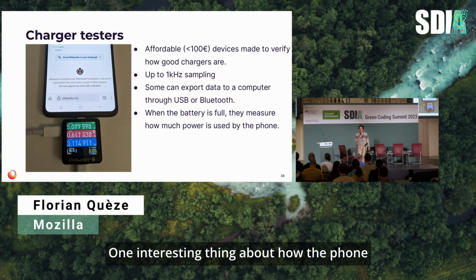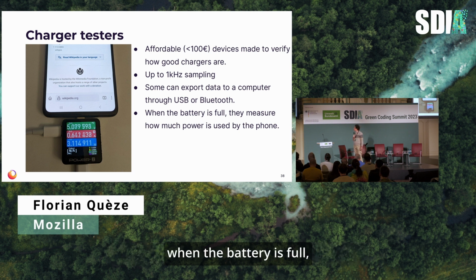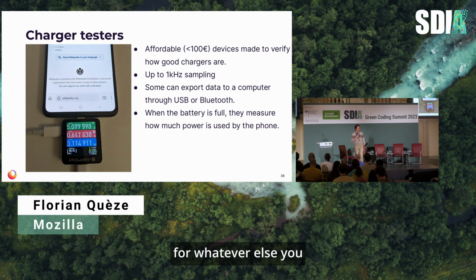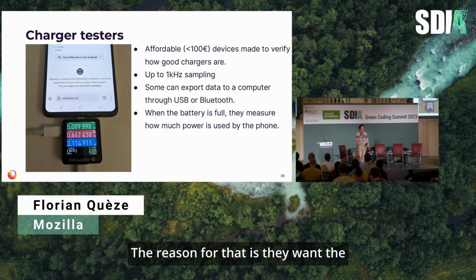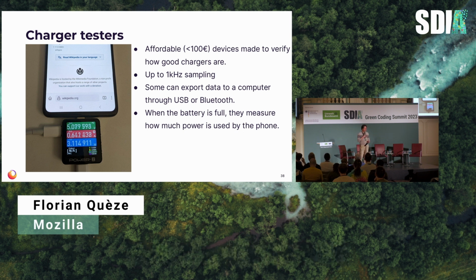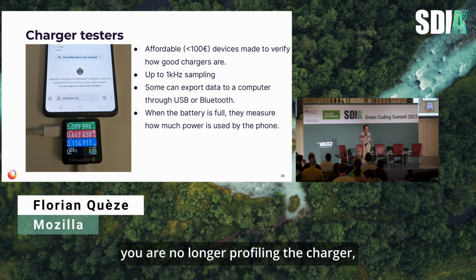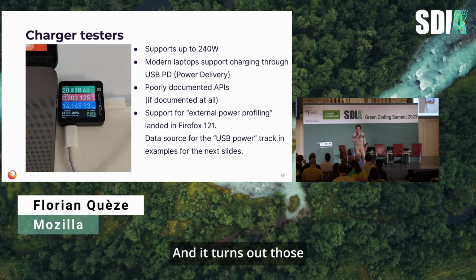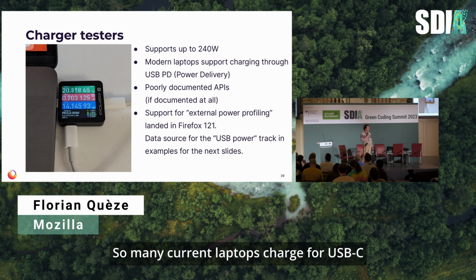One interesting thing about how phones behave with chargers is that when the battery is full, they keep on using power from the charger for whatever else you are doing on the device. The reason for that is they want the battery to be completely full when you unplug it. They all behave this way, which means that if you wait for the battery to be completely full and you keep measuring how much power is delivered by the charger, you're no longer profiling the charger, you're profiling the device. And it turns out those devices support significant power. Many current laptops charge through USB-C power delivery, and you can just plug this device to the laptop.